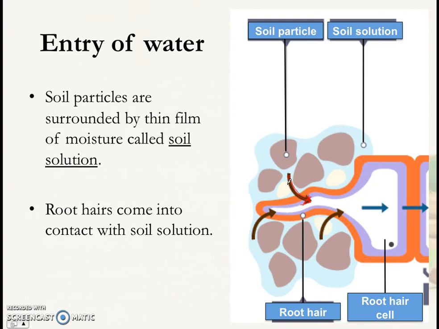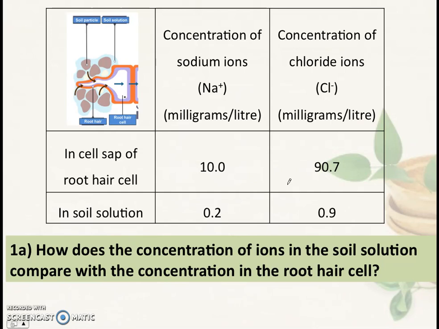Let's look on. So here's a table, and I would like you just to pause for a while and try to understand this table. This table shows you the concentration of sodium ions and chloride ions in a typical root hair cell, in the cell sap of the root hair cell, and also in the soil solution that surrounds it. Okay, so pause for a while, try to make sense of this, and try to answer the question, how does the concentration of ions in the soil solution compare with the concentration in the root hair cell?